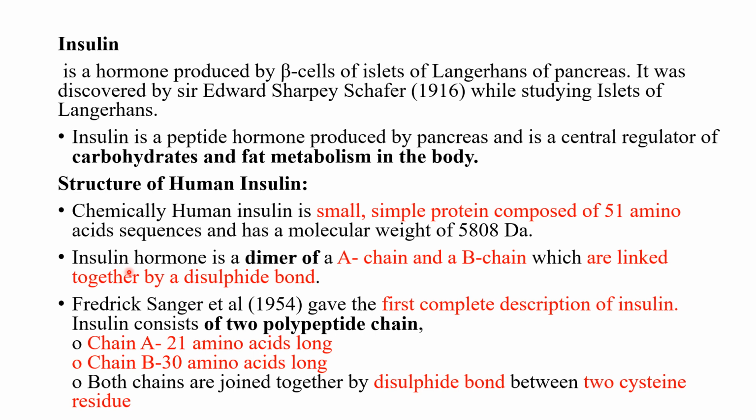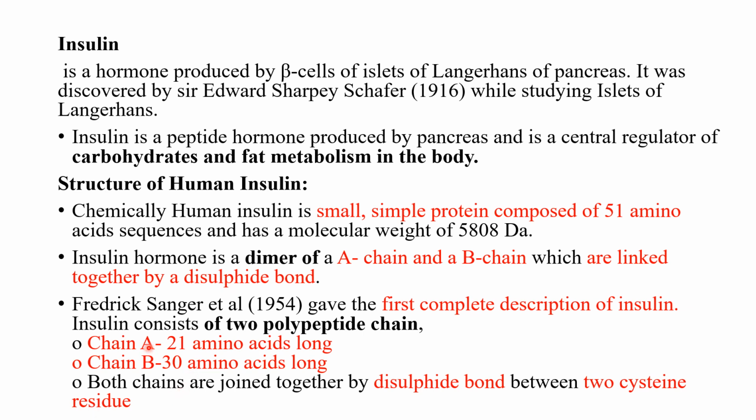Now, it's also a dimer. Dimer means it has two chains that are joined together. These chains are called the A chain and the B chain, and they are joined together by a disulfide bond. The first description of the insulin structure was completed in 1954 by Frederick Sanger and others.